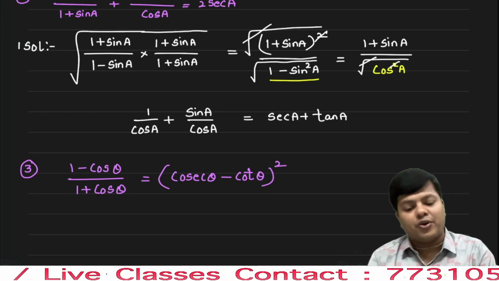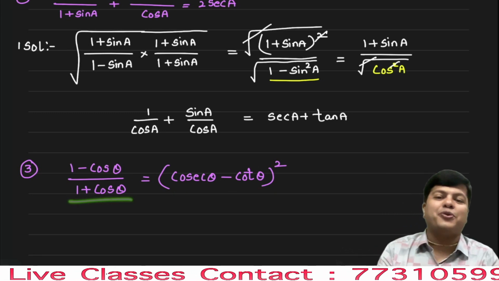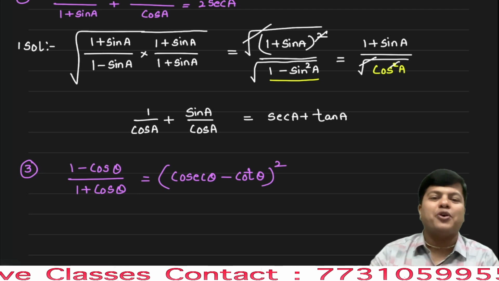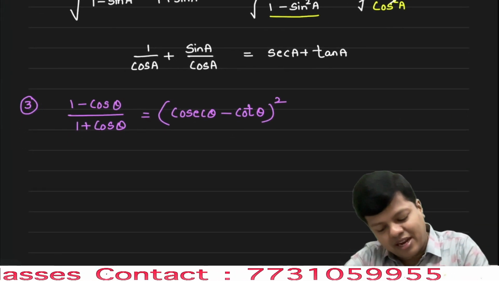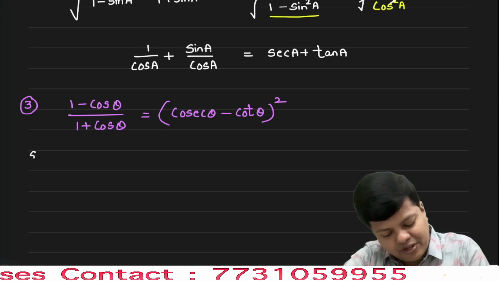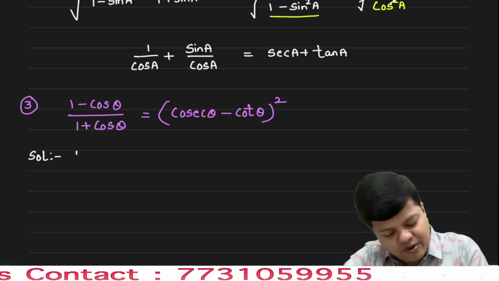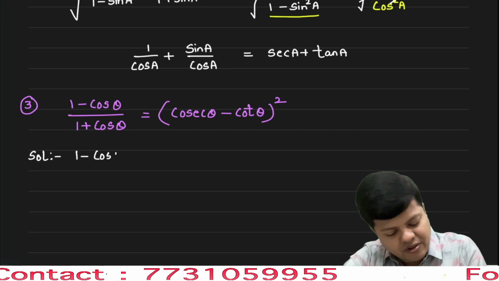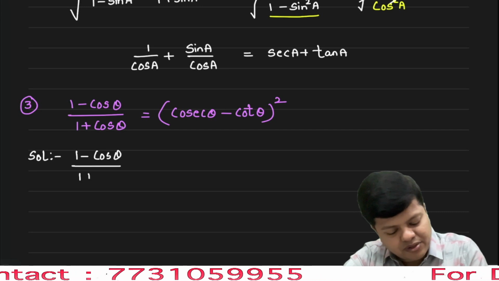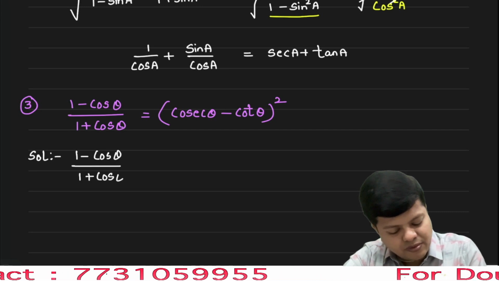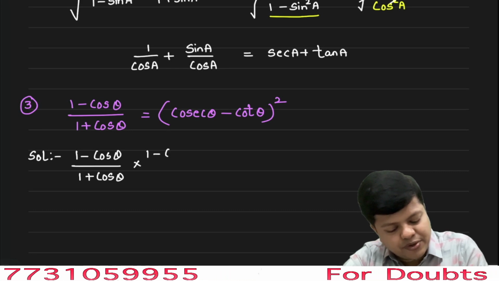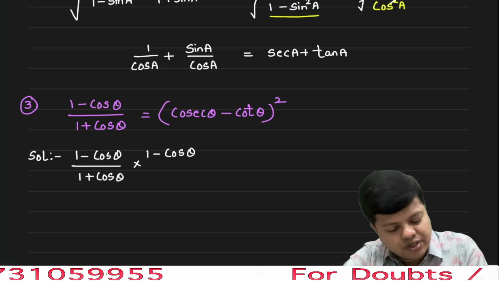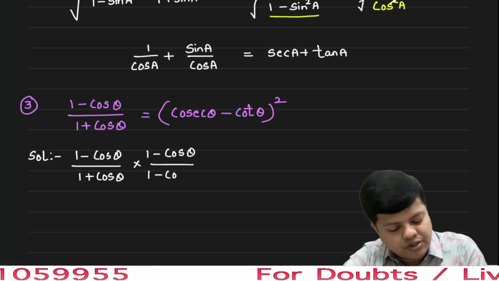Or, sir, we want to do with LHS also. You see now how to do. Same rationalizing only. So easy. See how to do. First copy LHS. Solution. 1 minus cos theta by 1 plus cos theta. The rationalizing you should do. In the bottom there is plus, so we should do it with minus: 1 minus cos theta by 1 minus cos theta.